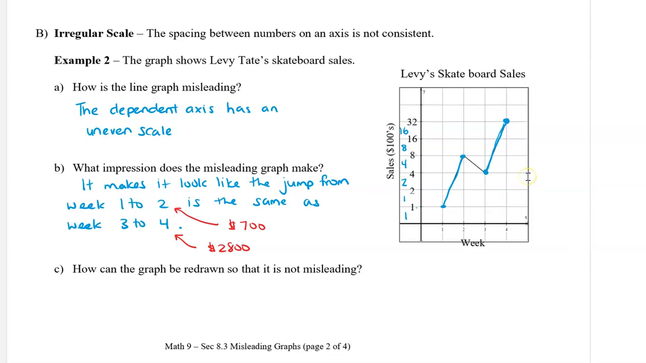Now, how can the graph be redrawn so that it is not misleading? Well, simply we can redraw the y-axis with an even scale. Now, we're actually not going to do that here, just for time's sake, but you can actually redraw this graph so that on the y-axis, maybe you can increase by 2 or even 4.